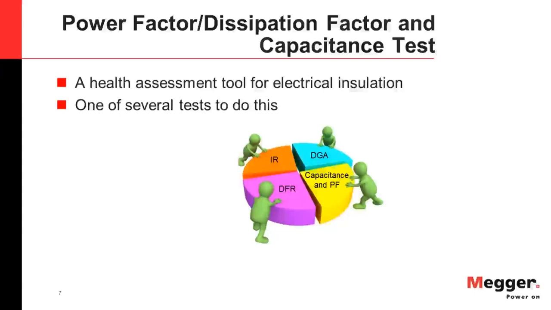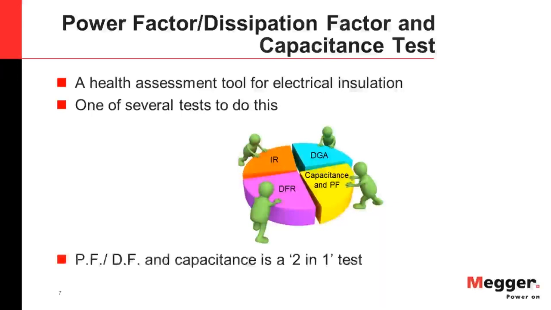Power factor / dissipation factor and capacitance is what I call a 2-in-1 test. The 2 test parameters, power factor and capacitance, relate to each other and are conveniently measured at the same time, but there's some degree of separation that must be applied to both to understand and to analyze them. So we'll start with a capacitance test and how this relates to insulation.